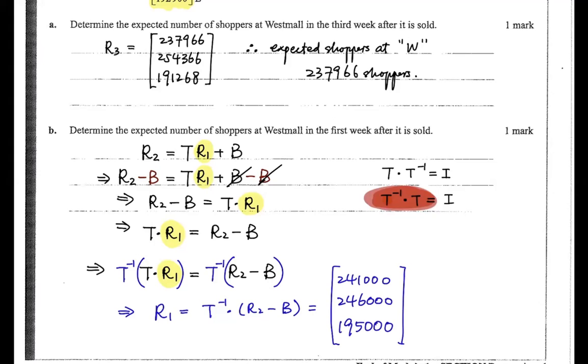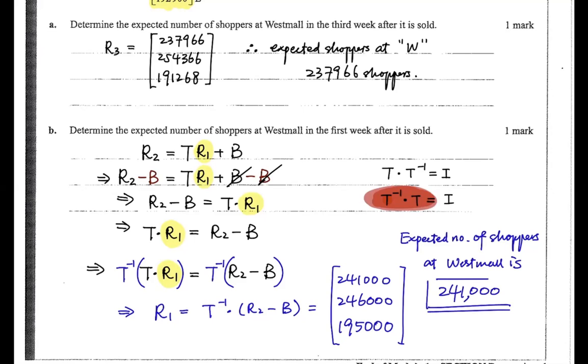Don't forget to specify whatever is needed by the question. Westmore, expected number of shoppers at Westmore is 24130. And this is your final answer, okay?